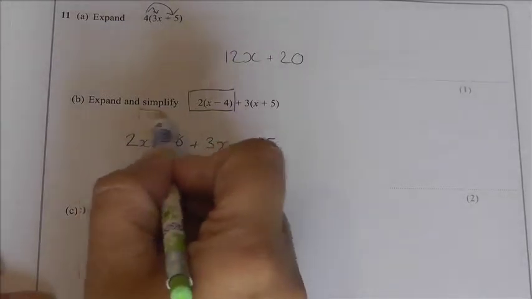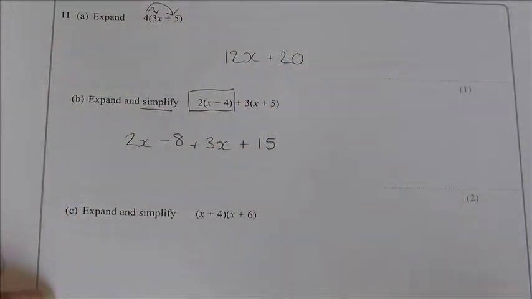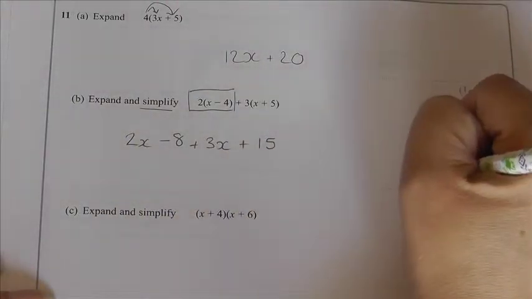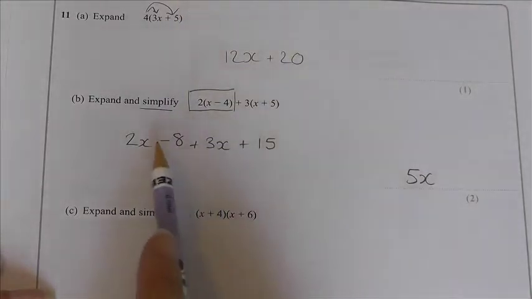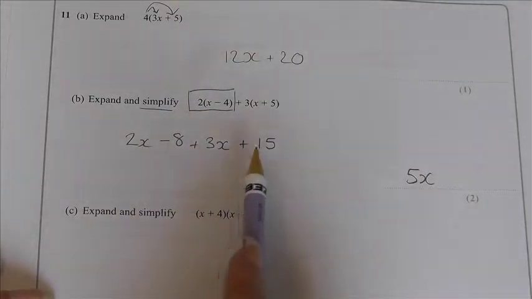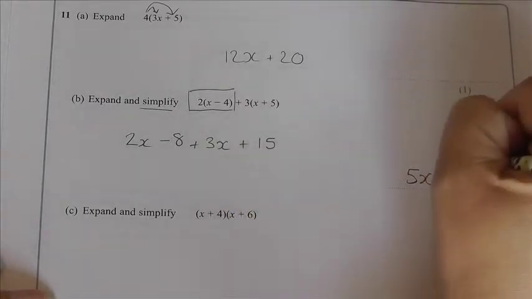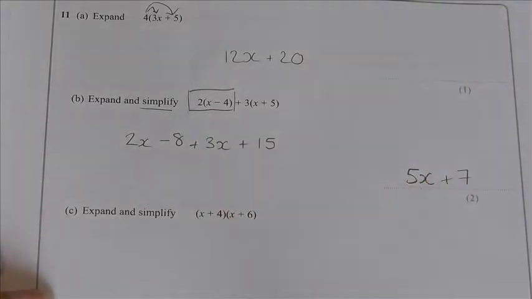But it does say simplify, which means we need to get all of our x's together and all of our numbers together. So first of all, 2x plus 3x equals 5x, and then we've got minus 8 plus 15, or you might want to deal with it as 15 minus 8. 15 minus 8 is 7, so our answer is 5x plus 7.